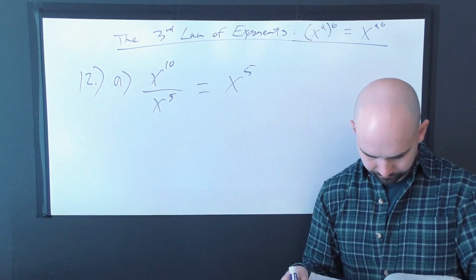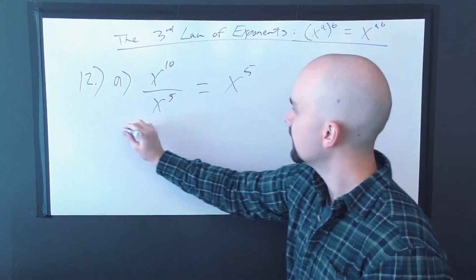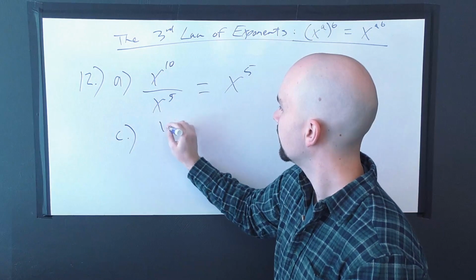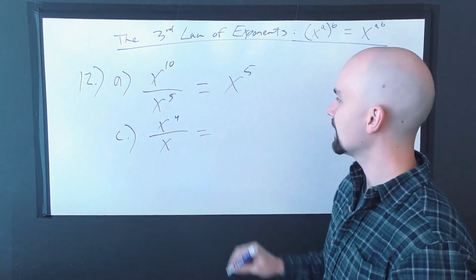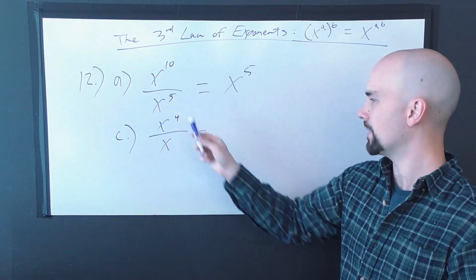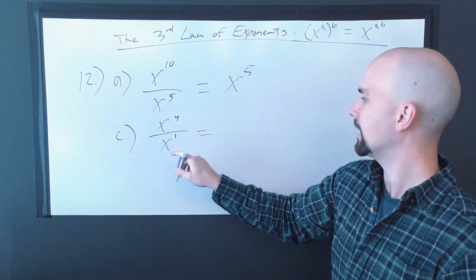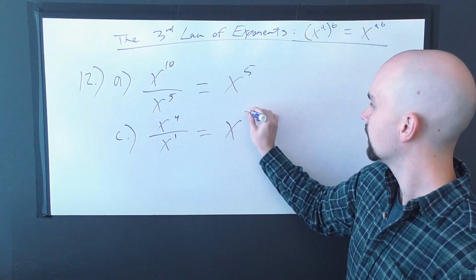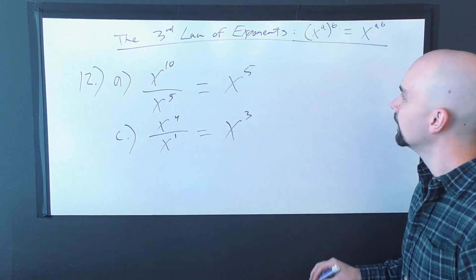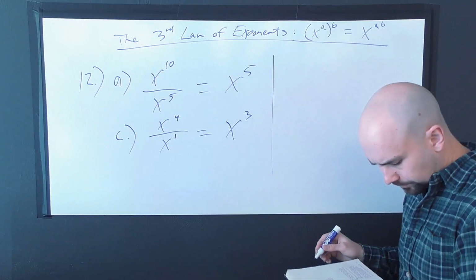We can also do c, x to the power of 4 divided by x. I can subtract this from that, knowing that x is the same as x to the power of 1. So 4 minus 1 is 3. So x cubed is my answer. I'll just continue over here.